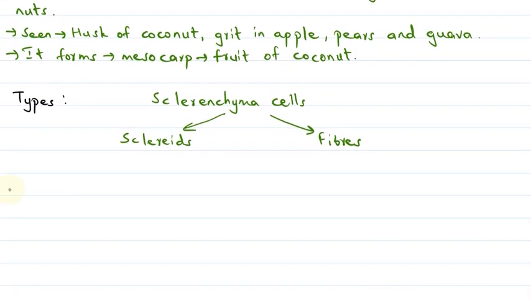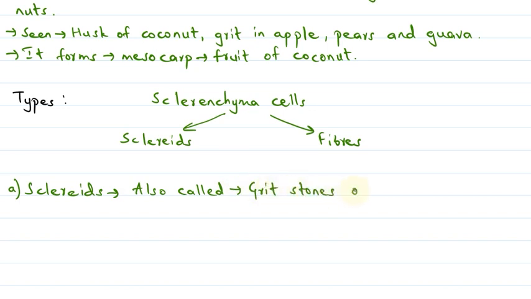Now let's first talk about the sclerids. Sclerids are also called grit stones or stone cells. So the sclerids, grit stones or stone cells are one and the same. Now the sclerids are dead cells. They are not living, and they also have pits.